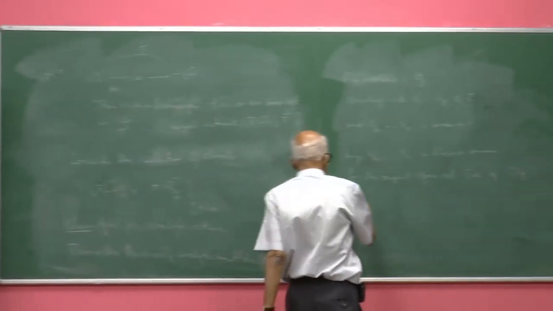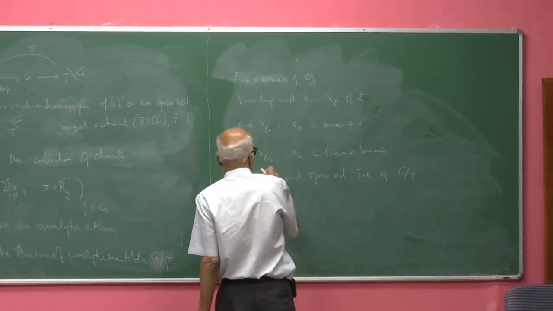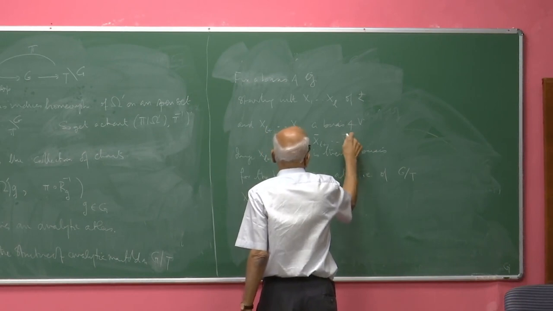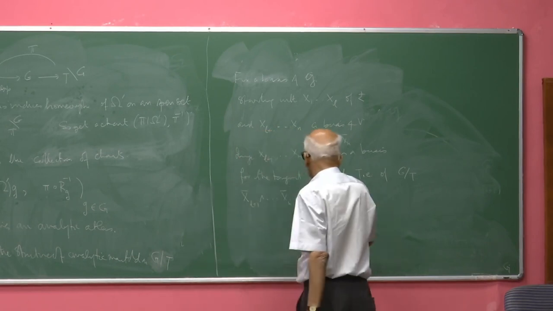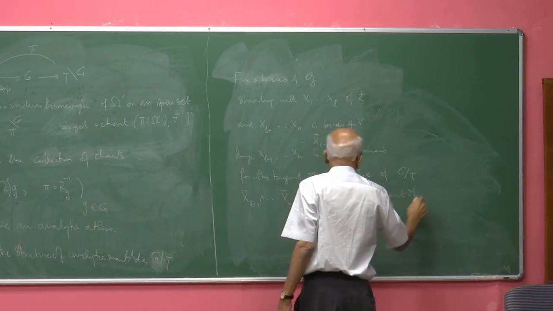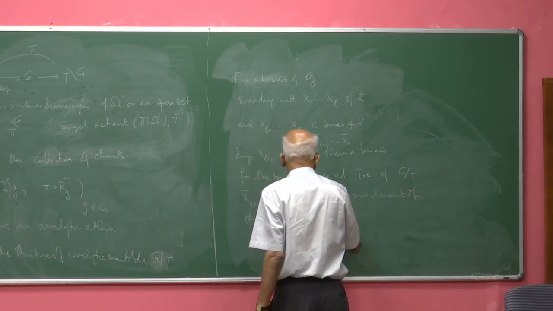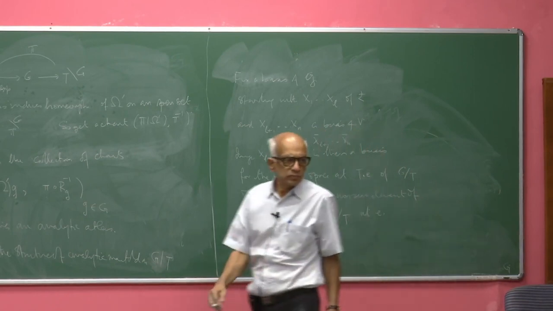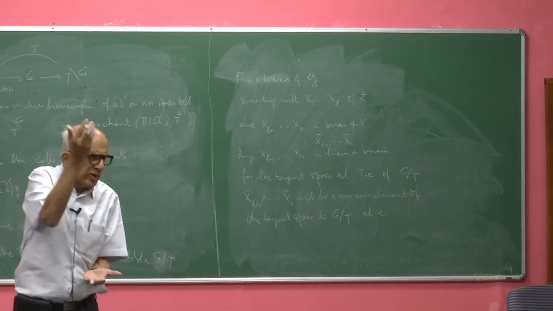So you can look at xl plus 1 exterior ... exterior xn, the image of this, let me call this xl plus 1 bar, etc., xn bar. So xl plus 1 bar exterior ... exterior xn bar will be a non-zero element of the tangent space to G mod T at E. The supplementary thing is what goes into the total tangent space of the quotient space G mod T.